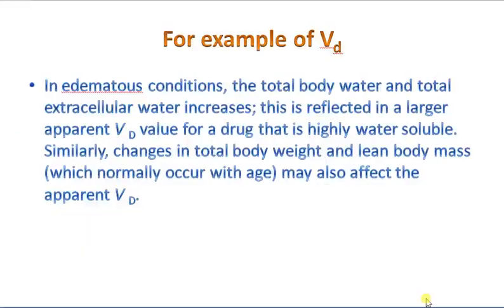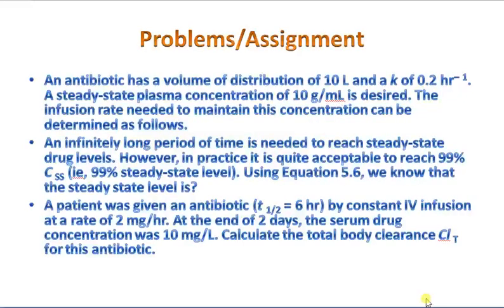For example, in edematous condition, the total body water and total extravascular water increase. This is reflected in a large apparent volume value for a drug that is highly water soluble. Similarly, changes in total body weight and lean body mass, which normally occur with age, may also affect the apparent volume of distribution.